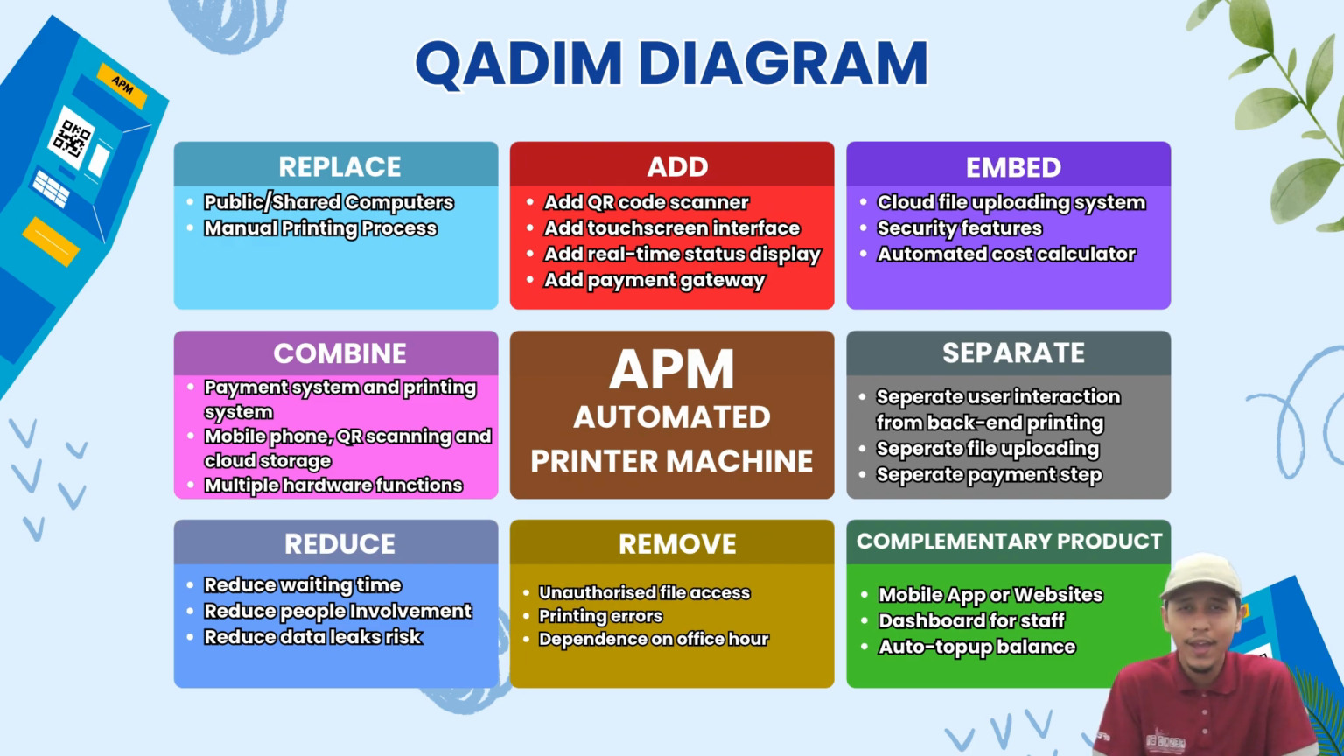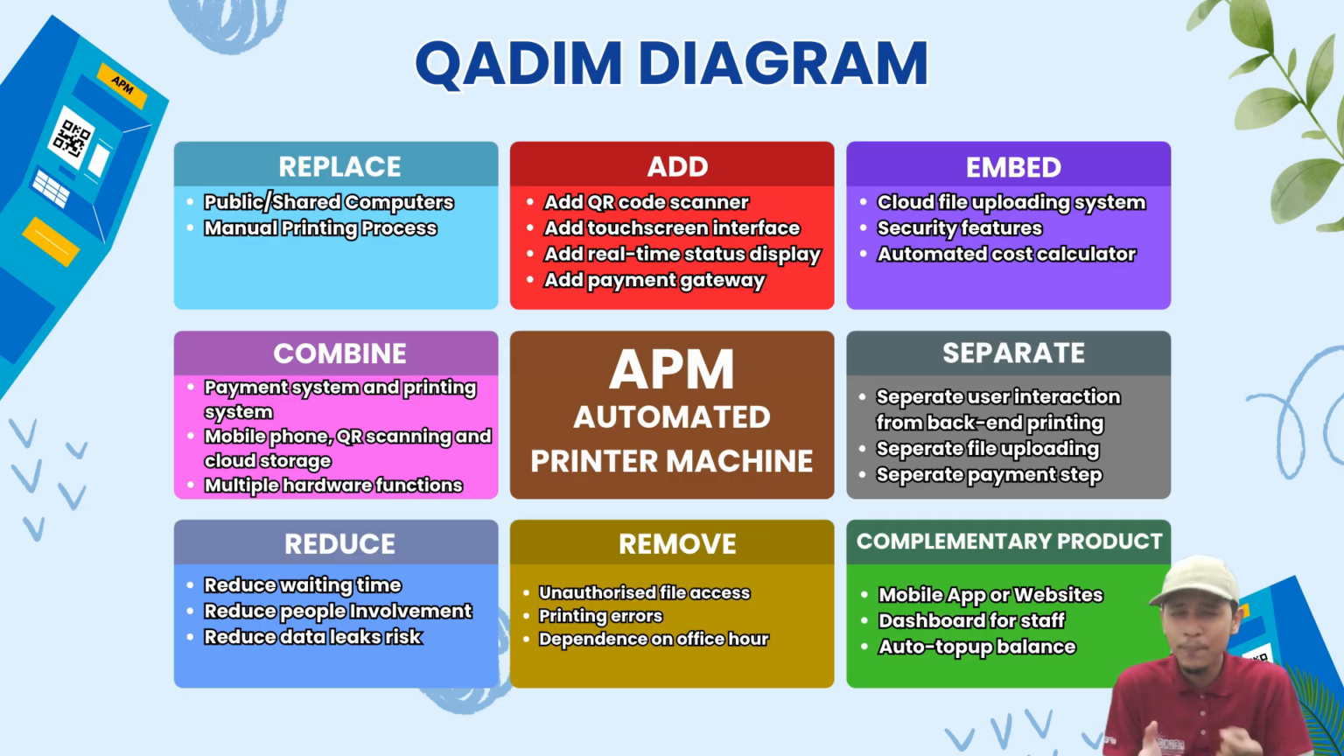Now add. We want to add features like a QR code scanner so users can start with just a scan, a touchscreen interface on their mobile phone to make it easy to use, as well as a real-time status display so users know if printing is done or if there is any problem. Lastly, a payment gateway for fast cashless payment. Now we go for the embed. We also embed 3 things, which are a cloud file upload system, so users can upload from their phone or drive, as well as security features because we don't want any data leaks. And lastly, an automated cost calculator, just to calculate the printing price directly.